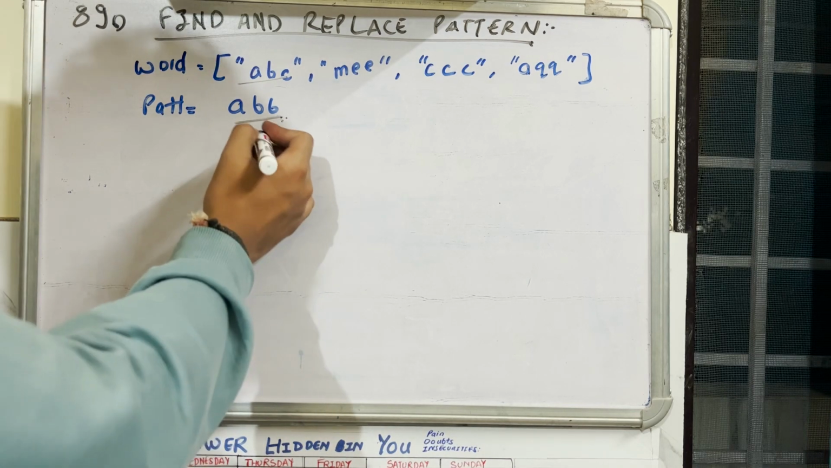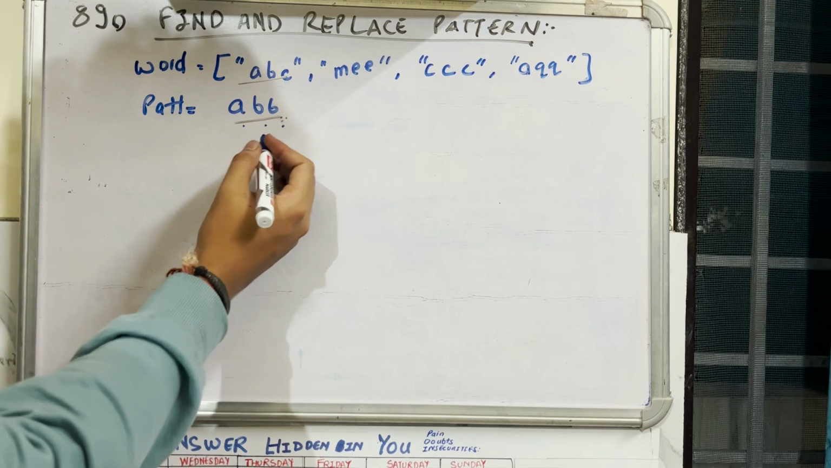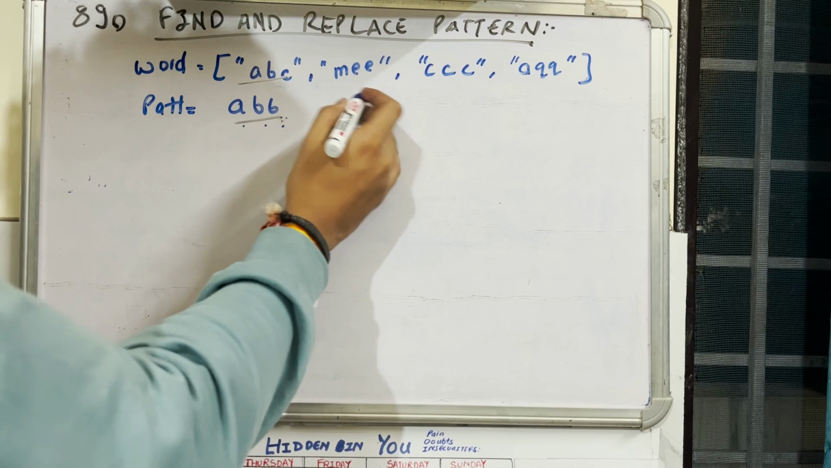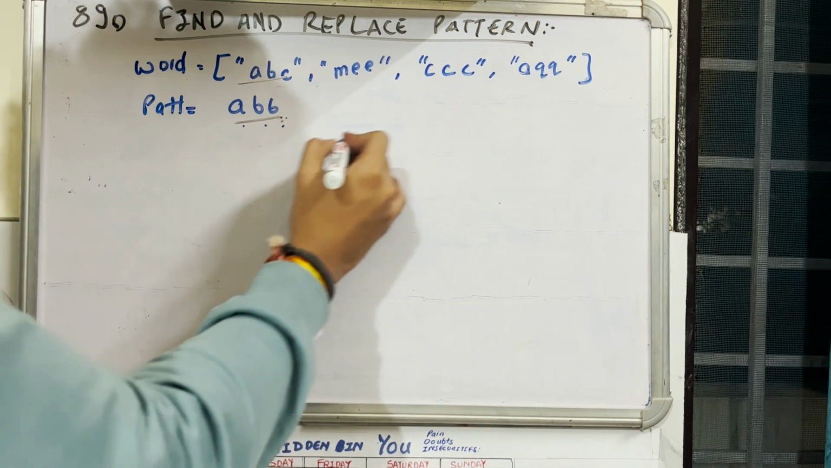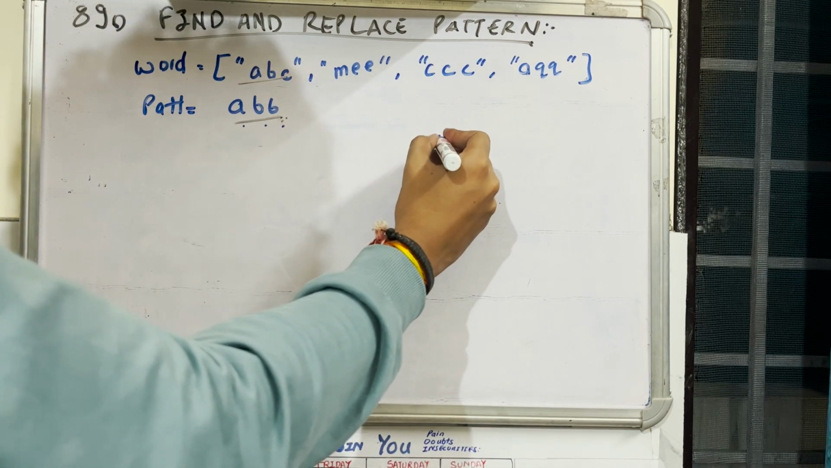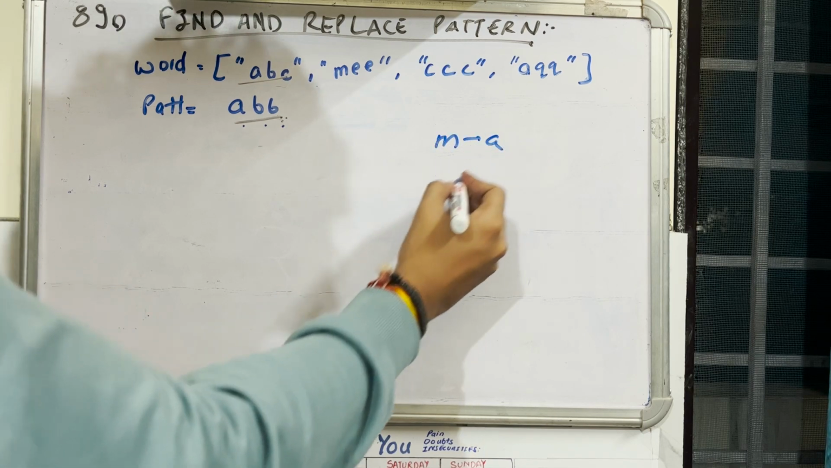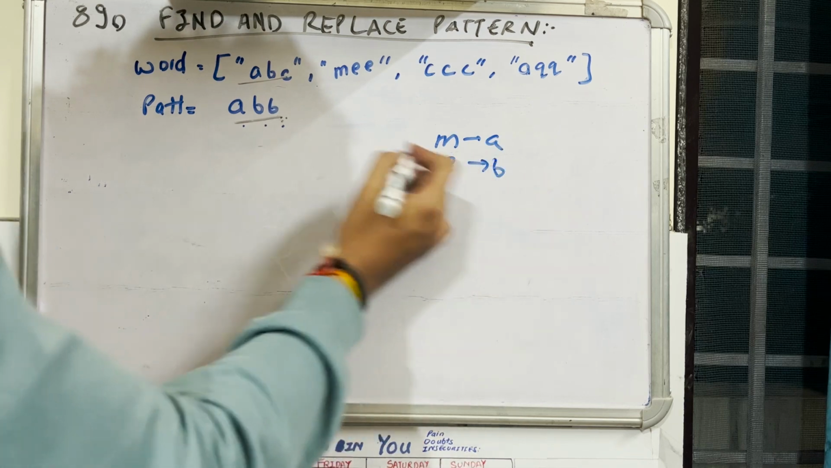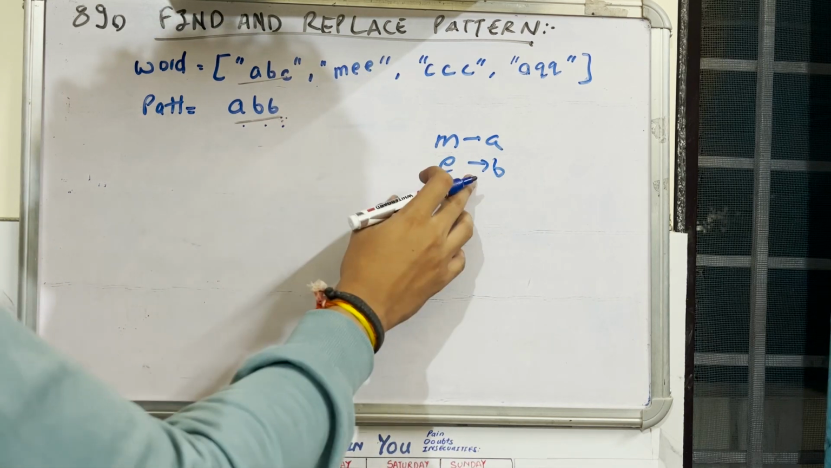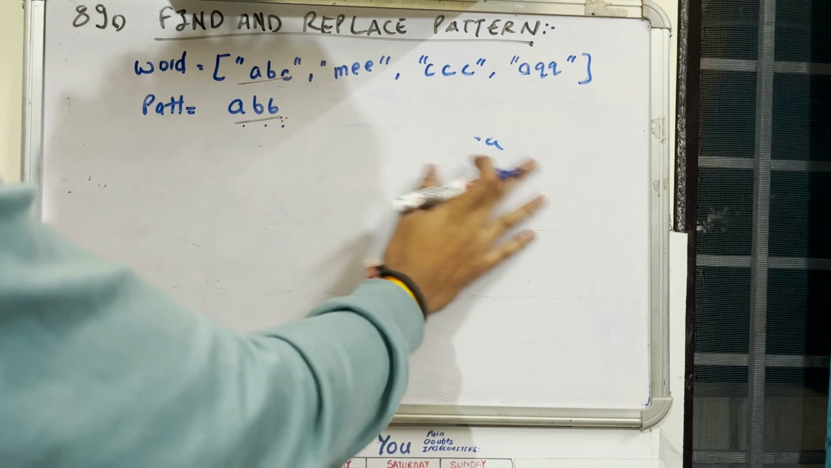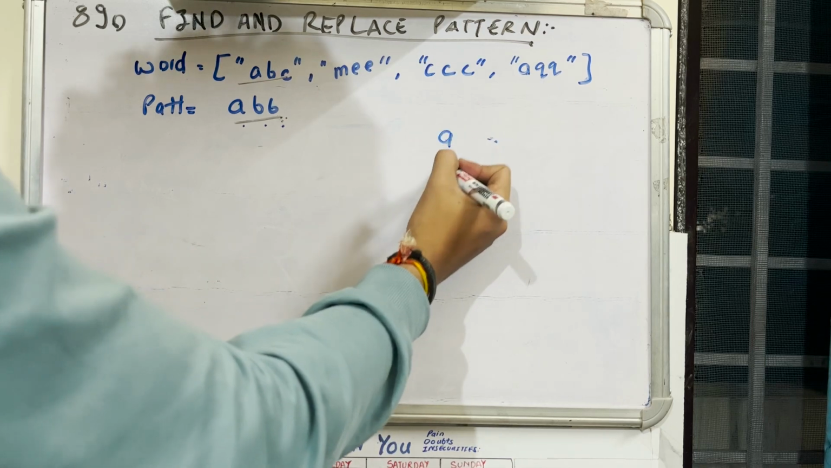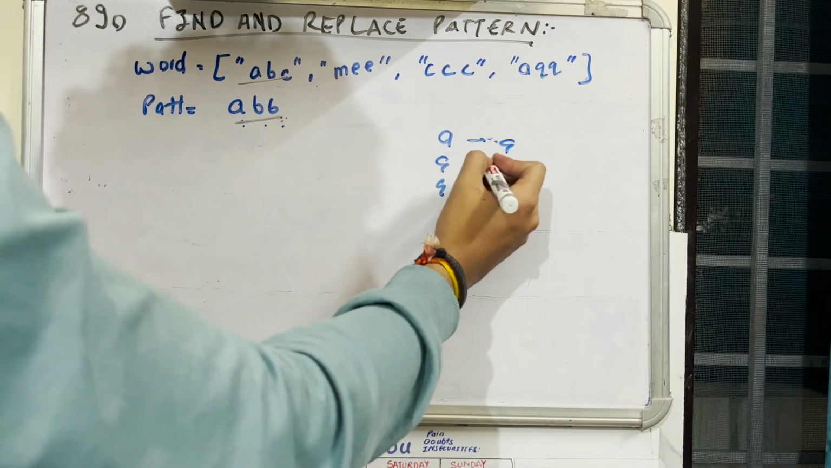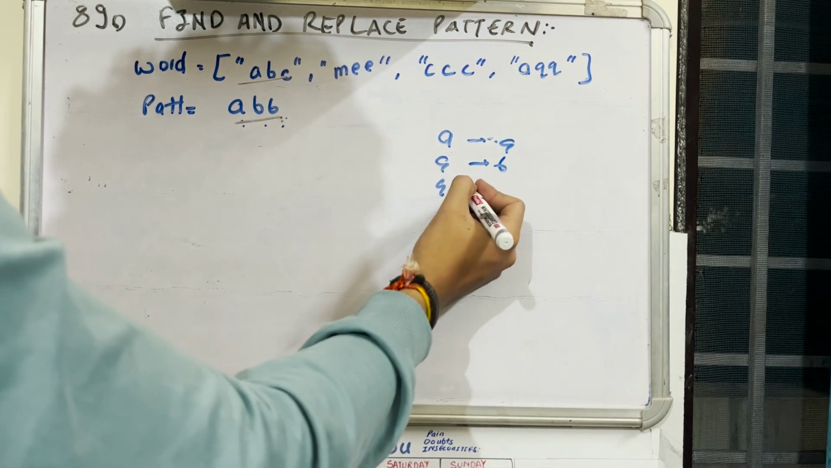For example, we have the pattern ABB. So words which match this pattern are MEE and AQQ. For example, you can map M with A, you can map E with B, and similarly the other E with the B. Similarly, as you can see, AQQ: you can map A with the A, you can map Q with the B, and the other Q with the B.